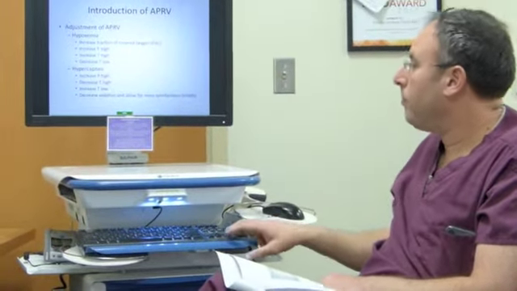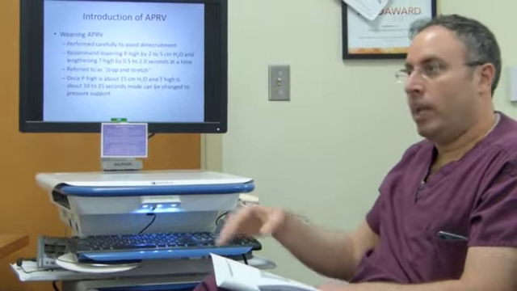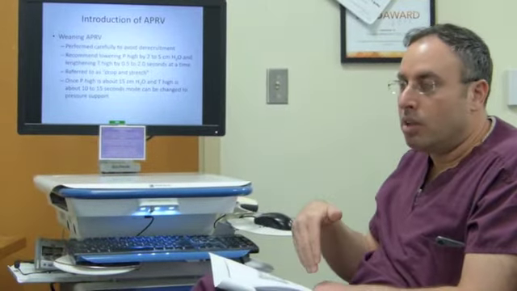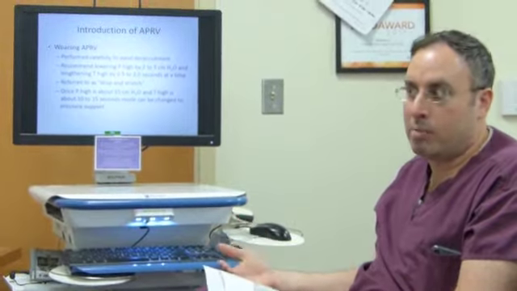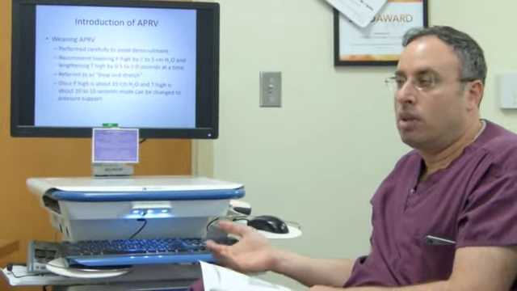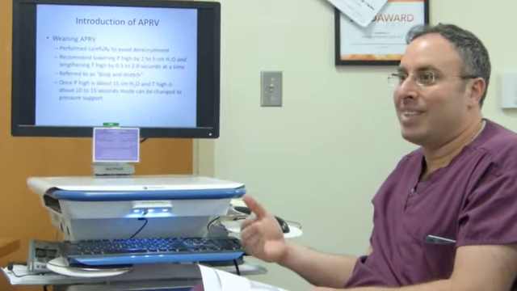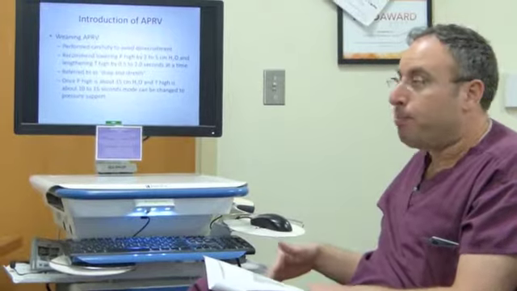All right, so you're weaning it now, right? Oftentimes I hear, oh, he did okay, I went back to PRVC. And then what happens? They de-recruit, and they're on 60% FiO2 and 20 of PEEP, and we think that's okay. No, they de-recruited. So the way that you wean APRV is you wean it as if it was a pressure support mode. And you can wean it all the way to CPAP.